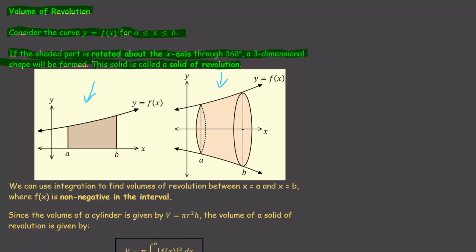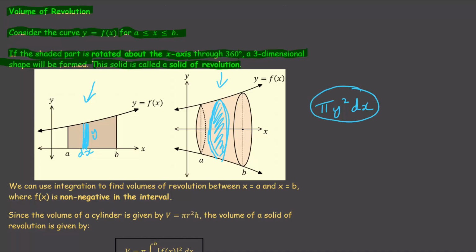The idea here is similar to area, in that we take an element, the height of which is y, and a thickness of dx, and we rotate that around. Now, if you think about rotating that around, it's going to form a cylinder. And we can work out the volume of that cylinder using pi y squared dx.